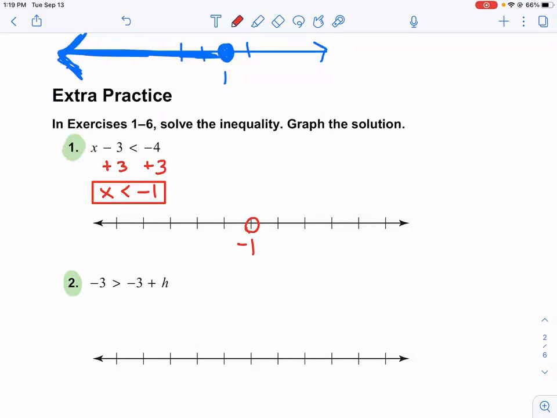Gus, why are we choosing an open circle at -1? Oh, maybe because it doesn't have the line on it. There you go. It's a strict inequality. We don't have the equal with it. Okay. And then we're gonna shade.